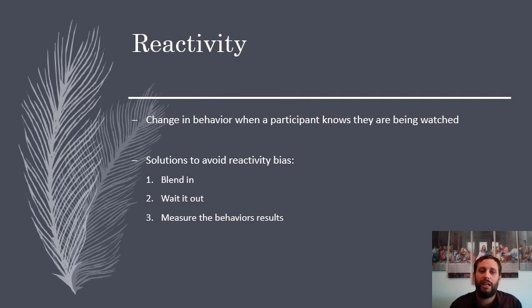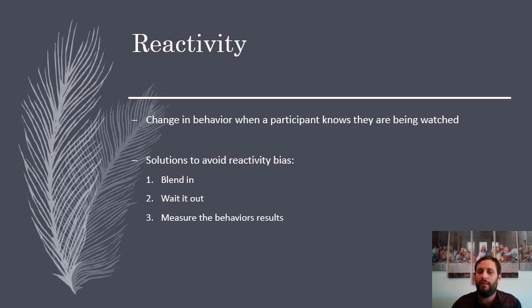Next concept we're going to talk about is reactivity. Reactivity is when your participants in the observational study change their behaviors because they know that they're being watched. So there's a few ways to get around this. The first way to avoid this reactivity bias is to blend in with your environment. If possible, blend in, be a chameleon.